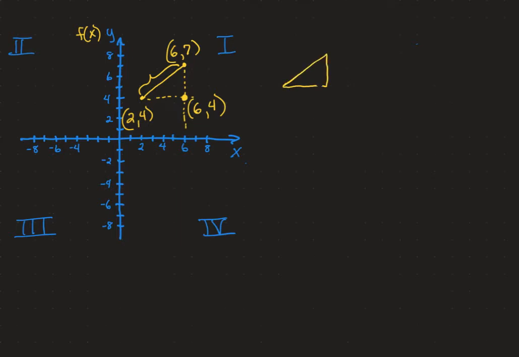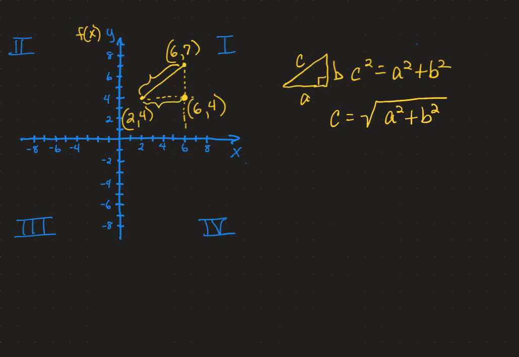Okay, whenever you have a right triangle, you know that you can use the Pythagorean theorem. C² = A² + B², where A and B are sides of a right triangle, and C is the hypotenuse. If we want to find the length of that hypotenuse, we need to take the square root of the quantity A² + B². How do we find A and B, though? Well, A will be the distance in the x direction between those 2 points.